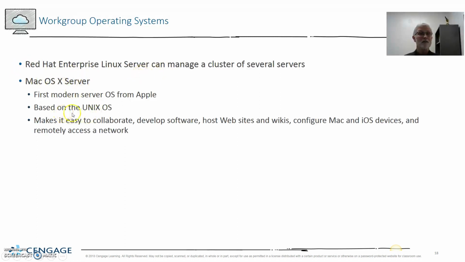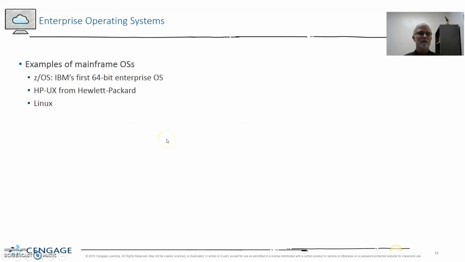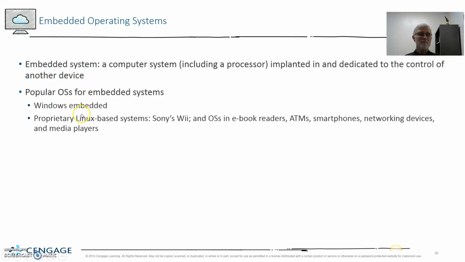And then Mac OS. And you see Mac OS is based on a Linux or an old Unix operating system. So you can see where that is a very important aspect. Some mainframes opportunity, if you run it that way, Linux, Hewlett-Packard, IBM.